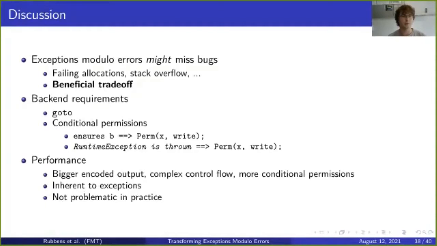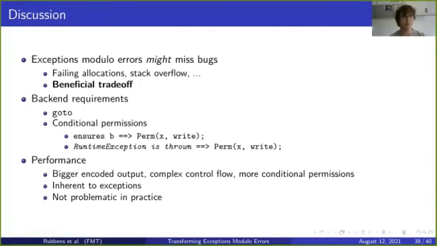Now our method imposes several requirements on the backend. Specifically, goto needs to be supported, and also conditional permissions need to be possible. And finally, there are some performance concerns. Namely, we have seen that our method results in a bigger encoded output. There's more complex control flow, and there are more conditional permissions.